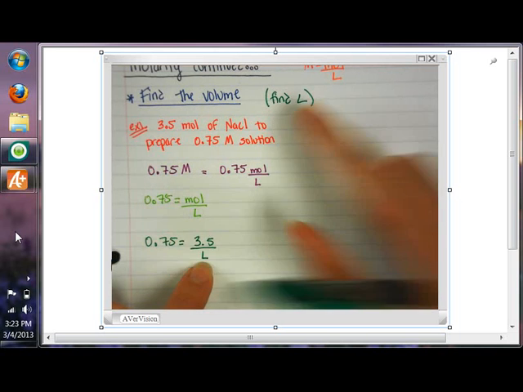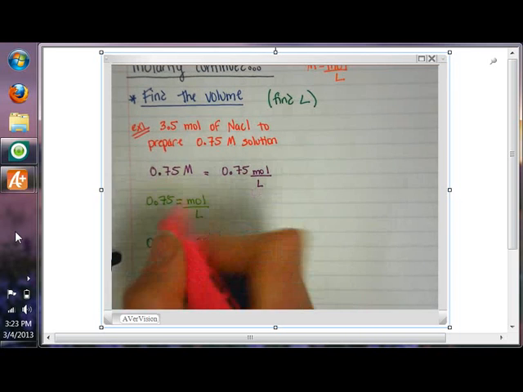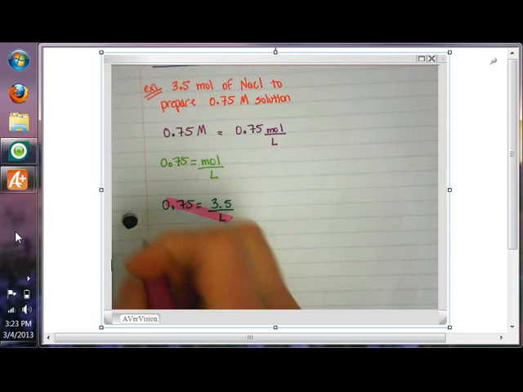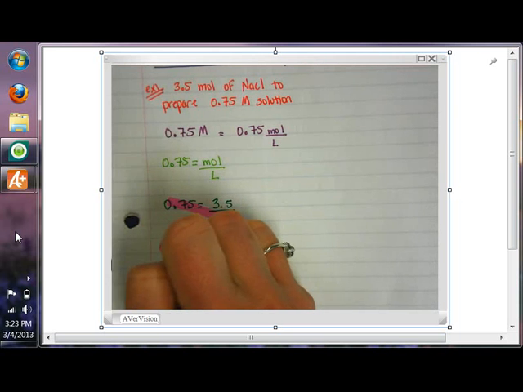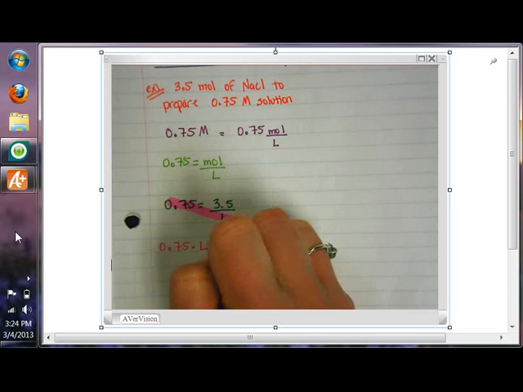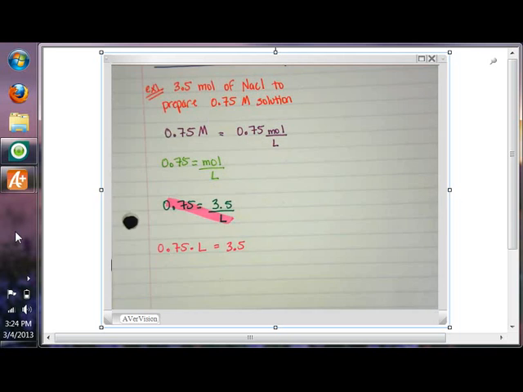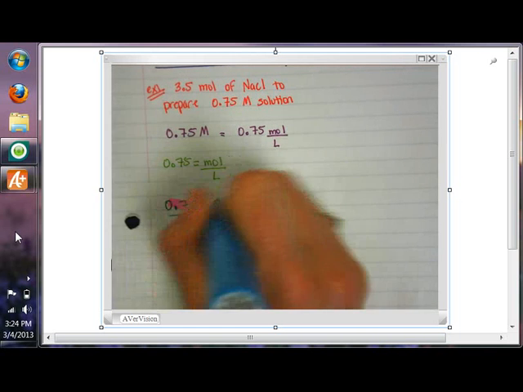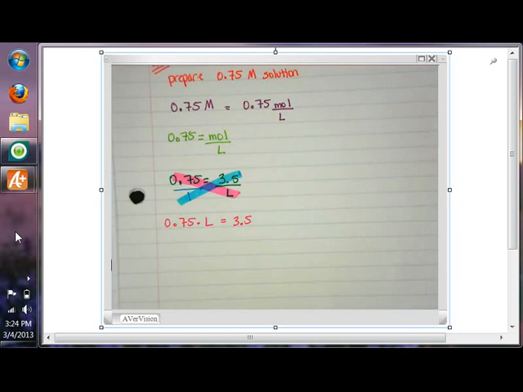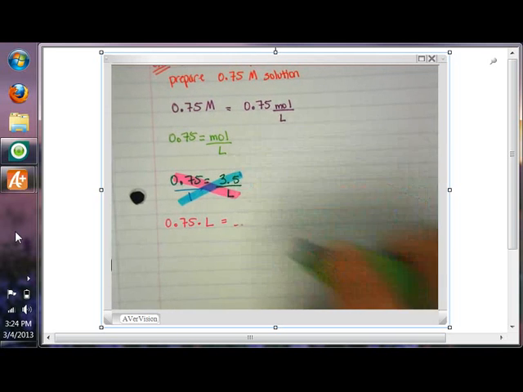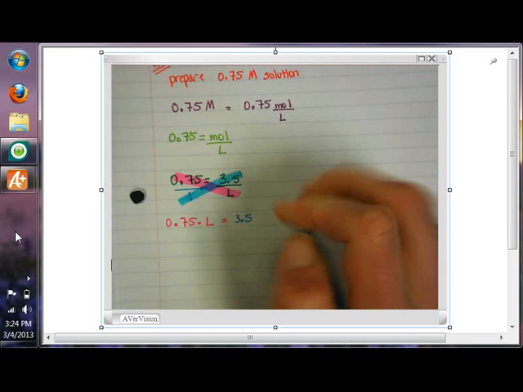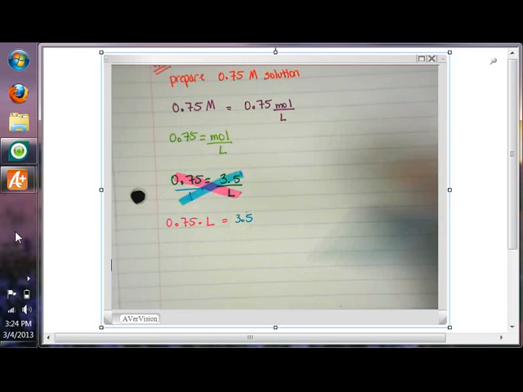So I'm just going to cross multiply. So 0.75 times liters equals 3.5. Because technically this guy's over 1. And you multiply those two together. And that's where I get, let me go ahead and color code this guy for you guys, that's where I get 3.5. 1 times 3.5 is 3.5.